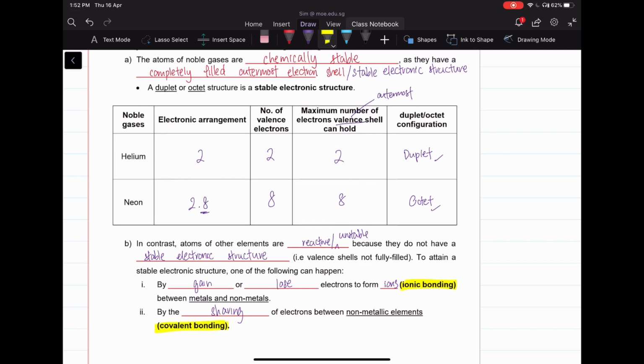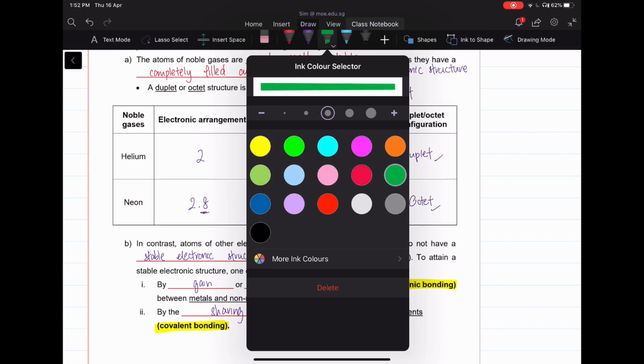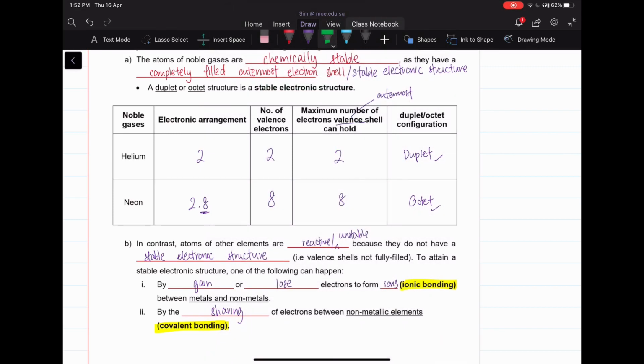And of course, the easier way to remember which one is ionic and which one is covalent, you can use a shortcut: you look at the elements. If it's between metals and non-metals, likelihood is going to be ionic bonding. If it's between non-metal elements only, likelihood is going to be covalent bonding. But you do need to take note, for ionic bonding, sometimes it's not always metals and non-metals. We'll talk about this later on.